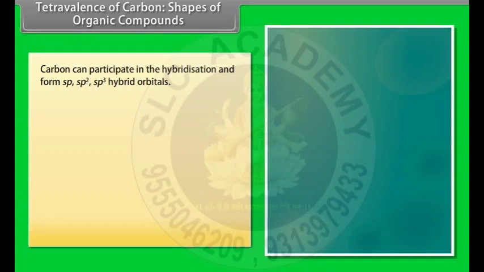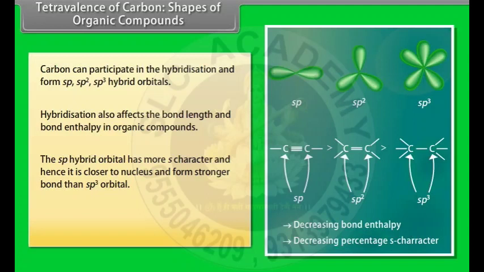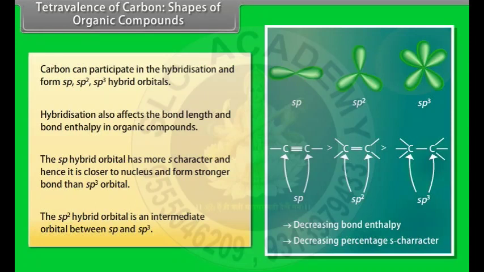Carbon can participate in hybridization and form sp, sp2, sp3 hybrid orbitals. Hybridization also affects the bond length and bond enthalpy in organic compounds. The sp hybrid orbital has more s character and hence it is closer to the nucleus and forms a stronger bond than sp3 orbital. The sp2 hybrid orbital is an intermediate orbital between sp and sp3.